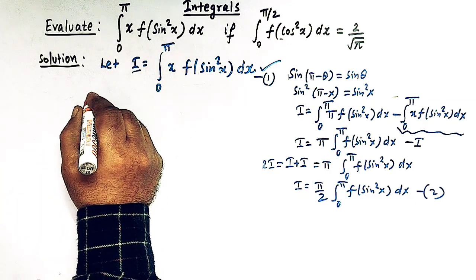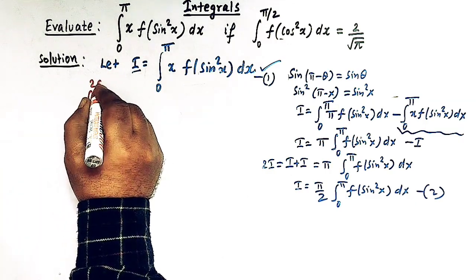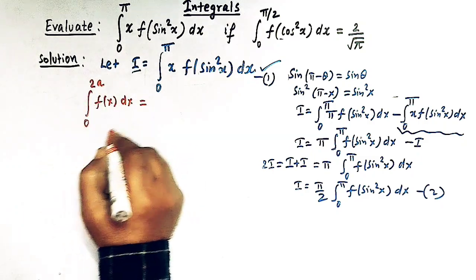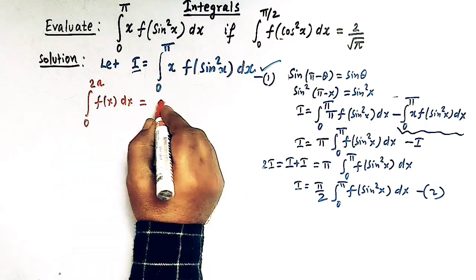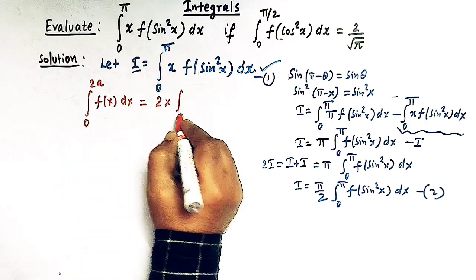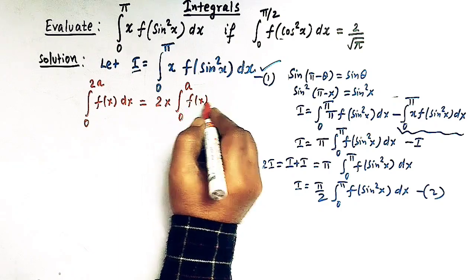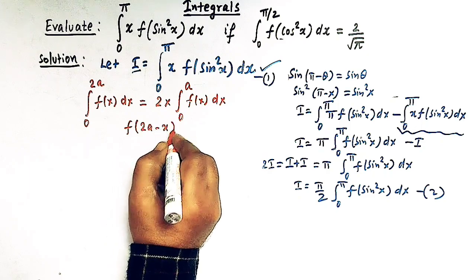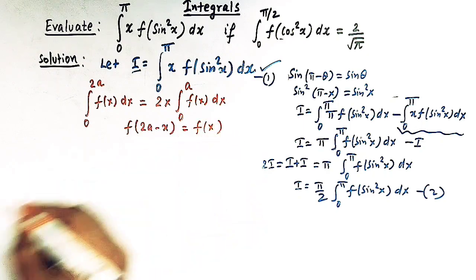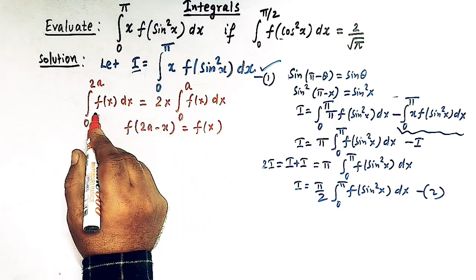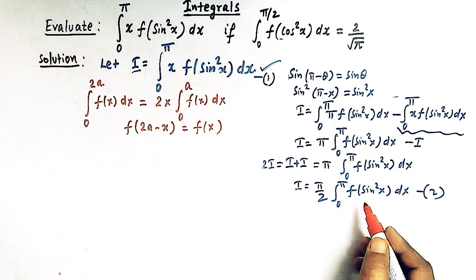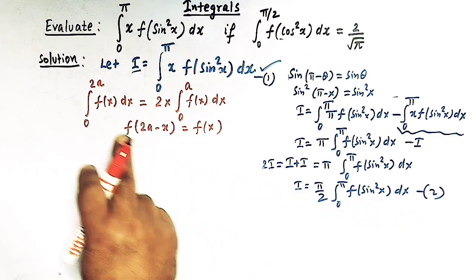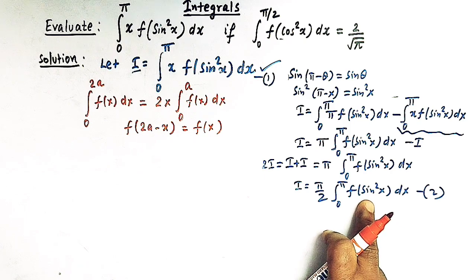So now we know this important property, that is 0 to 2a, and if we have f of x dx, then the value of this integral can be written as 2 times the integral 0 to a, and we have f of x dx, provided f of 2a minus x is equal to f of x, right? So this property is going to be very important to get the value of this integral, and we will apply this property to this integral, right?